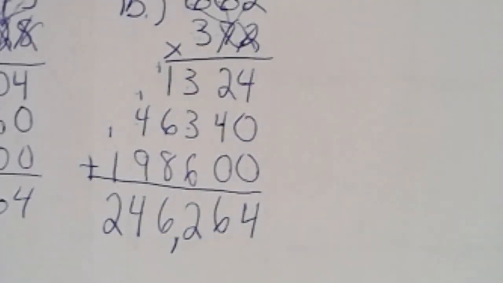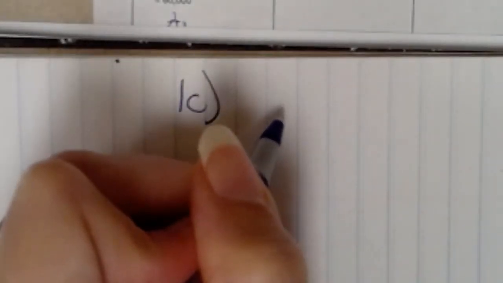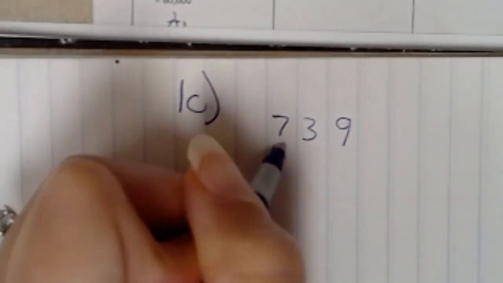And if you are struggling to keep everything in line, this is a strategy that you could use. So I'm going to take some lined paper and I'm going to turn it this way. Okay, so for 1C, I'm going to do it on this lined paper just to show you what I'm talking about. So 1C, so you would use these columns to put a digit in each column. So 739 times 442.